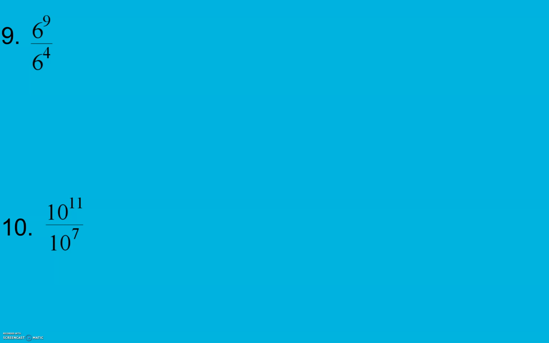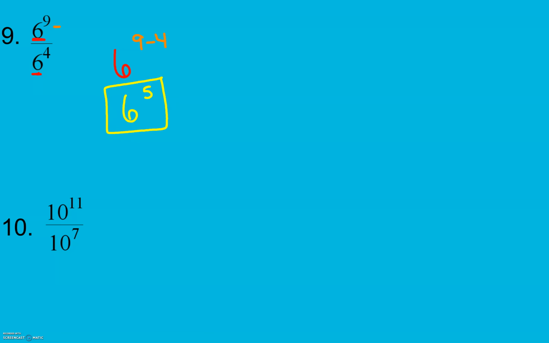Give 9 a try. Here we're dividing, but my bases are still the same, so I keep my base and I look at my operation. Since I'm dividing, I can subtract my exponents. 9 minus 4, and I get 6 to the 5th power.